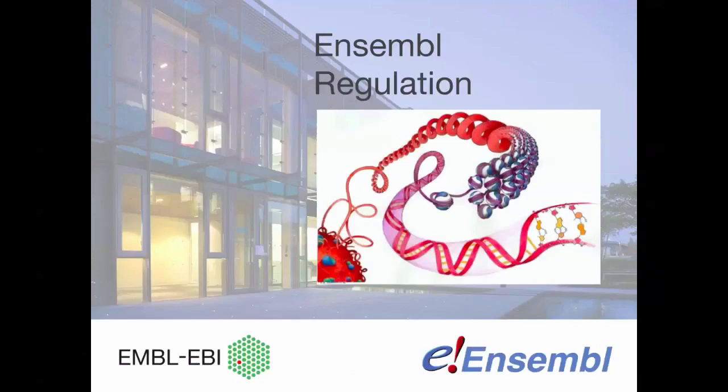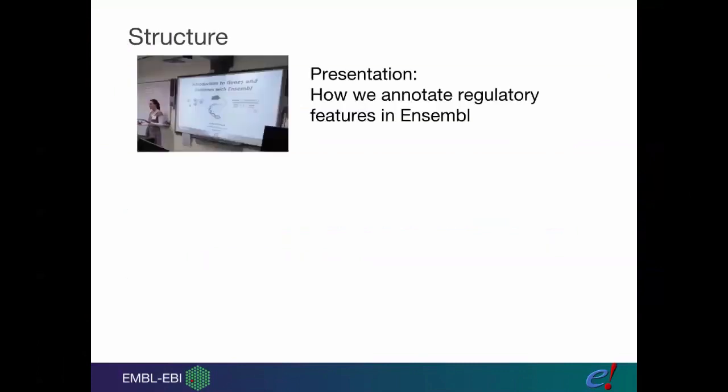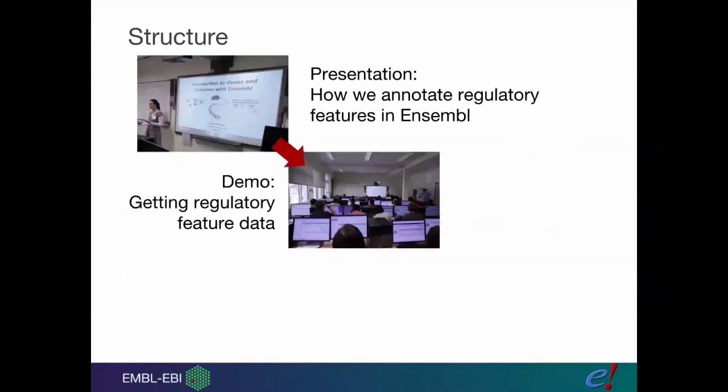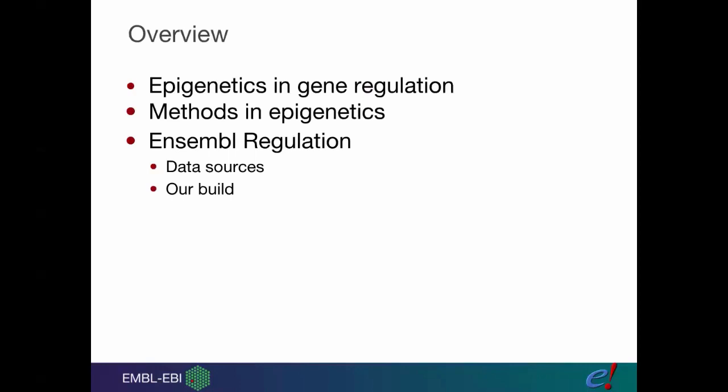So, I'm going to talk about Ensembl Regulation, which is the first part of this third webinar. And Erin will be following it up today with data export with biomarkers. As with the previous sessions, I'm going to talk about how we annotate regulatory features. I'm going to give a demo of how you can get the data, and then the exercises will be available for you online. So what we're going to talk about is epigenetics in gene regulation. We're going to talk about some of the methods we use to study epigenetics. And then I'm going to talk about what we do in Ensembl Regulation, where we get the data from, and how we process that to produce our regulatory build.